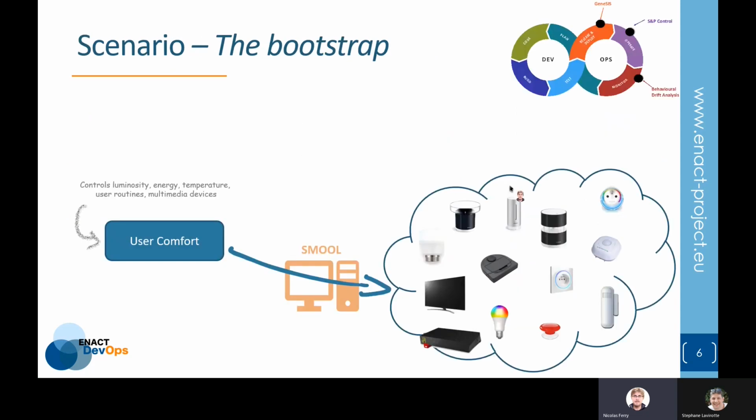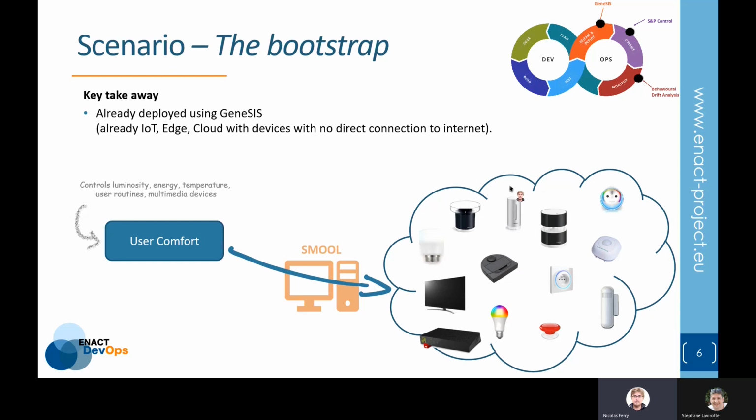So let's start now our demonstration, and let's start with the Bootstrap, so the initial application, our User Comfort application. Here we should remember that this application has already been deployed using Genesis, all across IoT, edge and cloud devices. It already uses a security and privacy control enabler for a security policy, making sure that only the User Comfort app can interact with the devices. And it's already monitored by the behavioral drift analysis enabler, making sure that it is actually effective in reaching its goal. So let's have a look at the application.